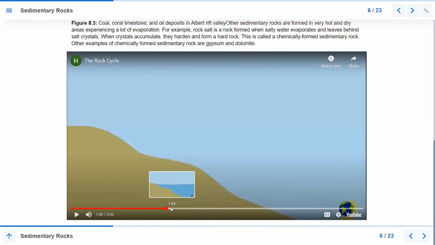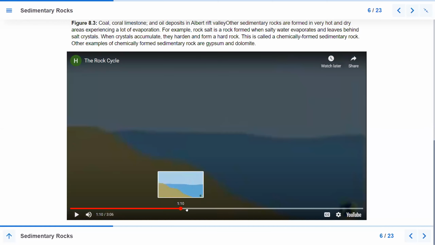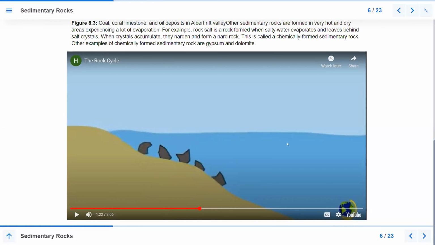Now, the next thing he has talked about, the formation of the sedimentary rocks. And as said, it results from sediments. We are seeing the sediments here, and the sediments are deposited.